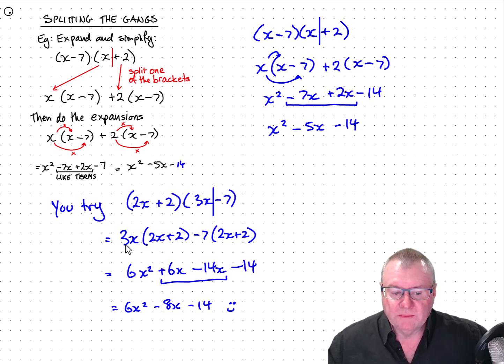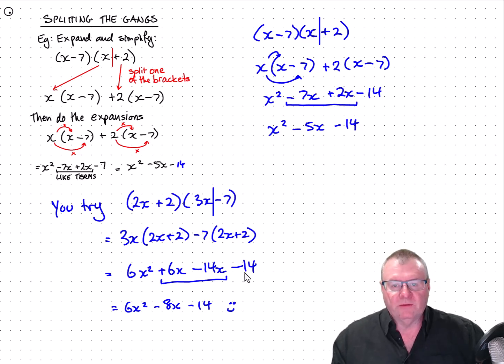3x times 2, do the numbers first. 3 times 2 is 6. I've got to put the x back in. Minus 7 times 2x gives me a minus 14x. And then a minus 7 times 2. Well, 7 times 2 is 14, but it's a positive and a negative. So it'll be a negative 14.